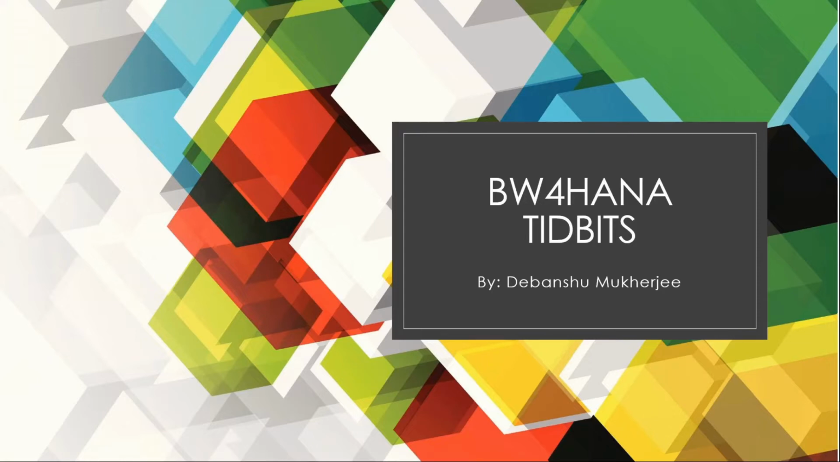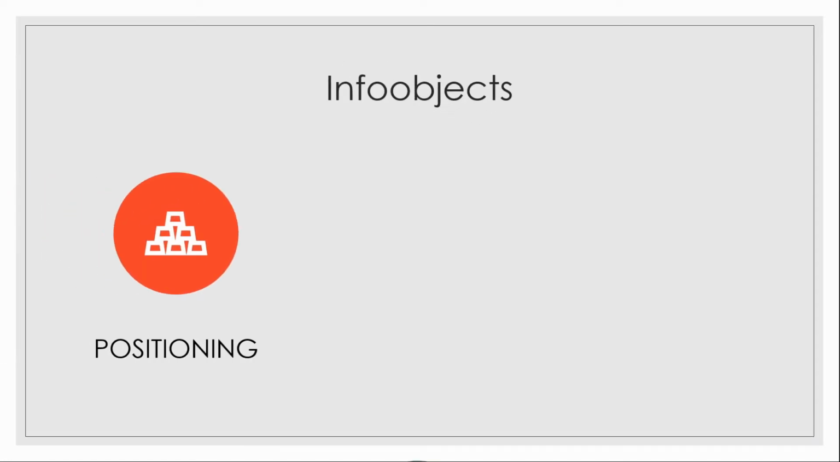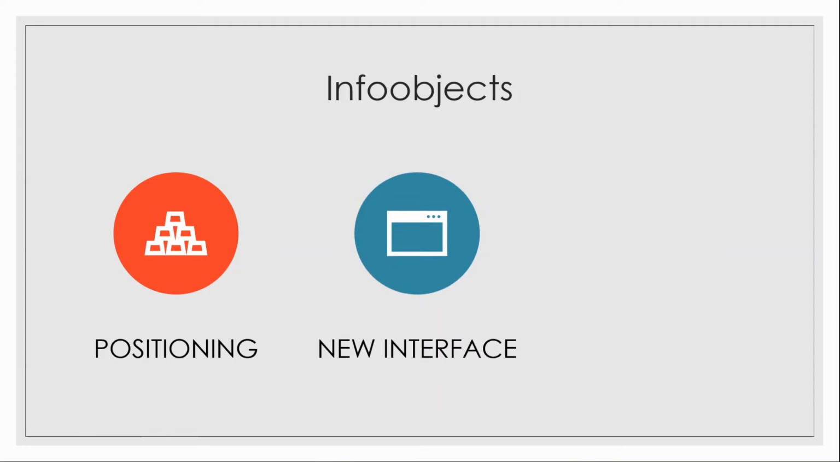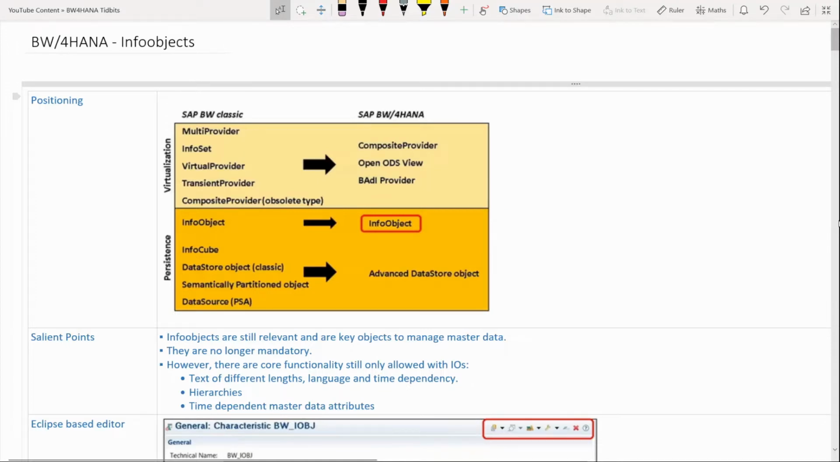So today we are going to discuss one of the most fundamental objects of BW4HANA, and they are info objects. We will look at the positioning of the info objects, the new interface for maintaining the info objects, and the new functionalities and features of the info objects in BW4HANA. So let's get started. Alright, so let's look at the positioning of the info objects.